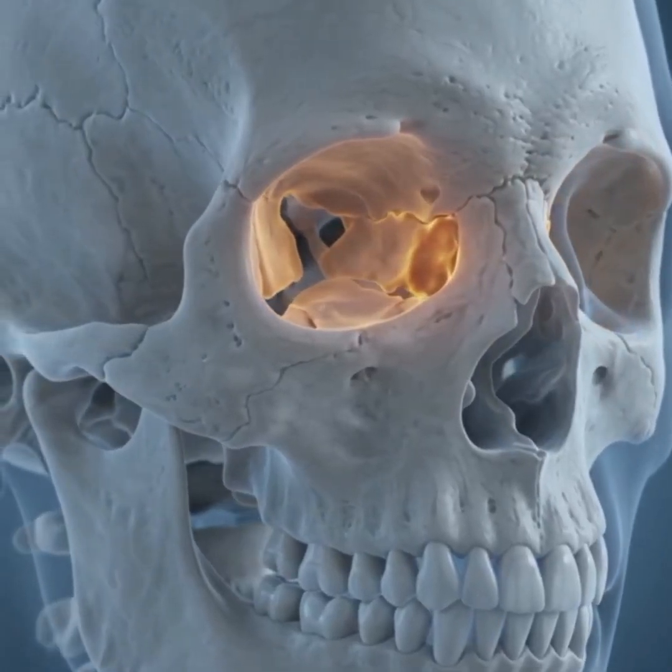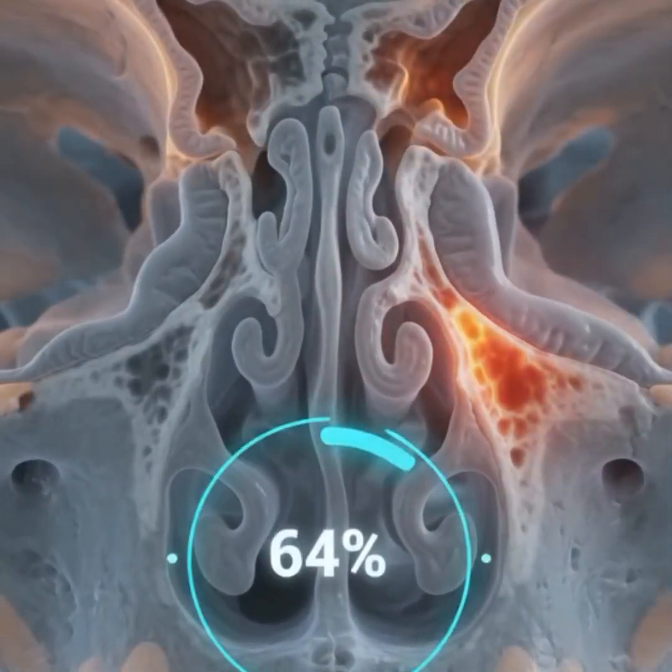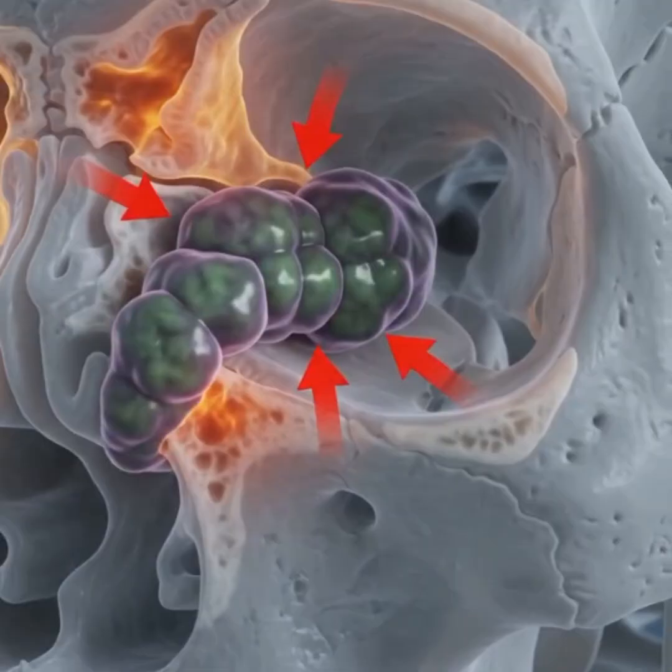Neoplastic and inflammatory diseases affect the skull. Chronic ethmoid inflammation can cause osteitis. Prevalence can be as high as 64%. Secondary invasion is more common.